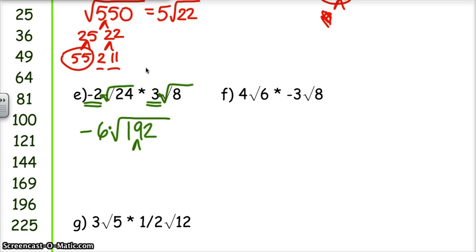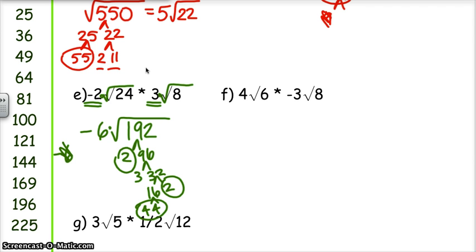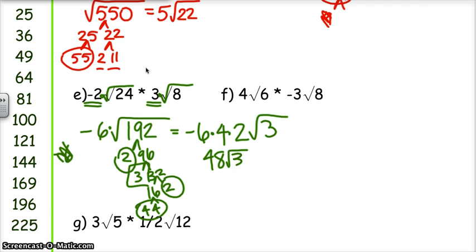What needs to break down is the 192. 192 is, well, I started with 2 and 96. Probably should have picked some better terms. 3 and 32. 32 is 16 and 2. 16 is 4 and 4. I see pairs, so I'm going to stop. I have a pair of 2s, so it looks like my negative 6 is out here. Oh, let me write it this way. My negative 6 is out here. That pair of 4s is going to come out. That pair of 2s is going to come out. And the only number that's left is this 3. So negative 6 times 4 is 24. 24 times 2, so it's 48, square root 3.